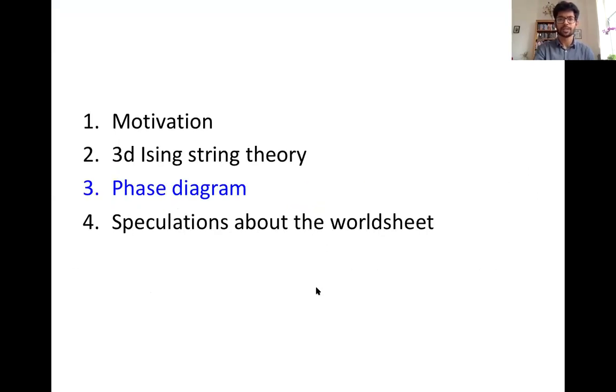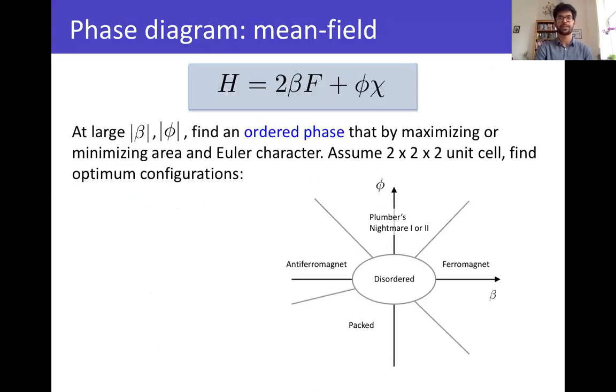Now I have a statistical physics model, so let me study it using normal statistical physics techniques. If someone hands you a model like this, what you should really do is first try to think about it at the mean field level. When I say mean field, I mean I'm first going to imagine taking all these couplings, in other words beta and phi, to be very, very large and positive or very, very large and negative.